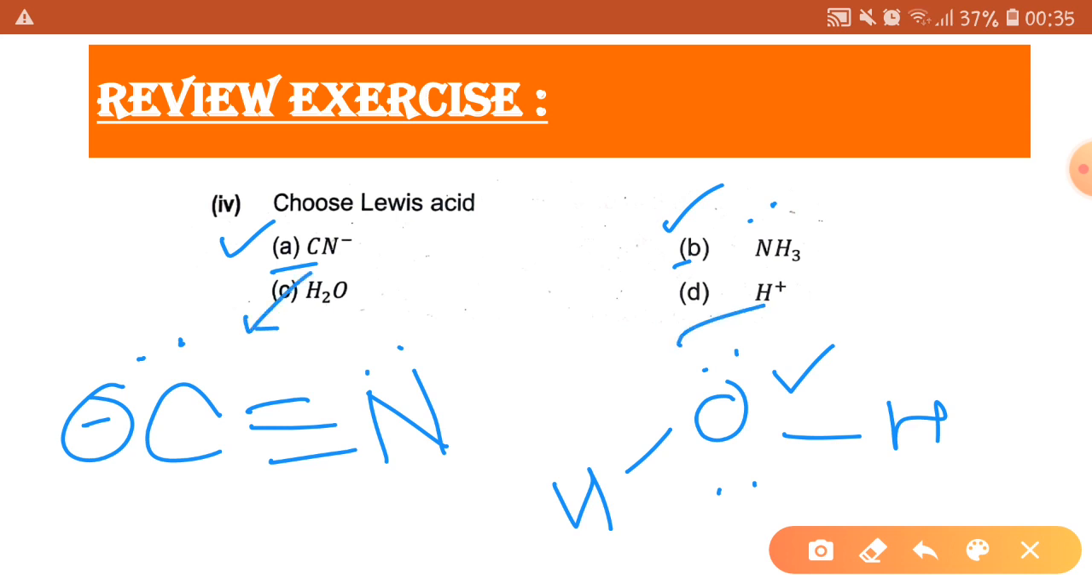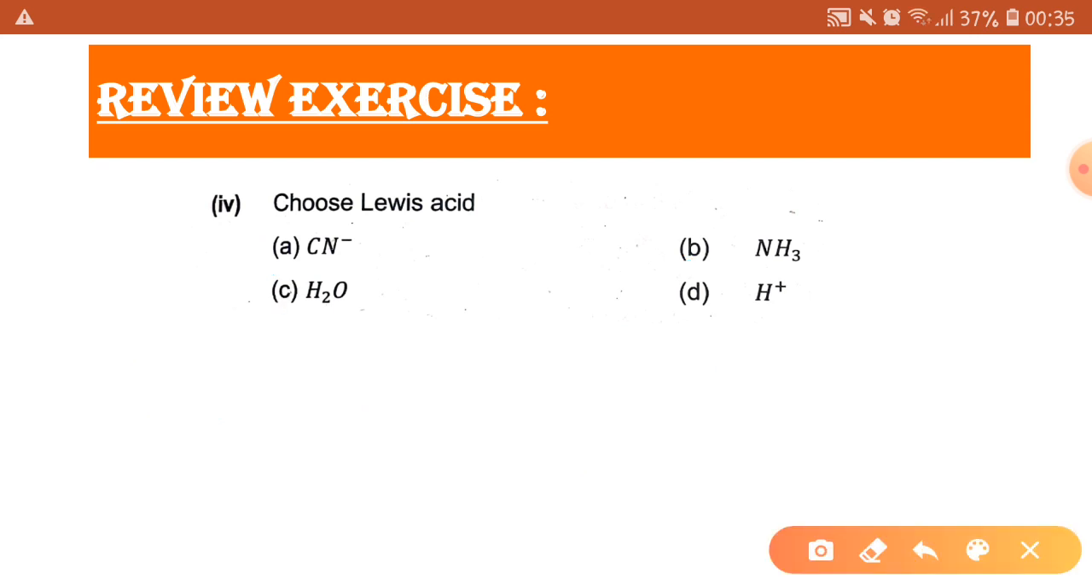Now we are left with only one option, that is the hydrogen ion, and we know that the hydrogen ion is an electron deficient species. Therefore, for this question, our correct option would be the hydrogen ion, that is, the hydrogen ion is a Lewis acid among these options.